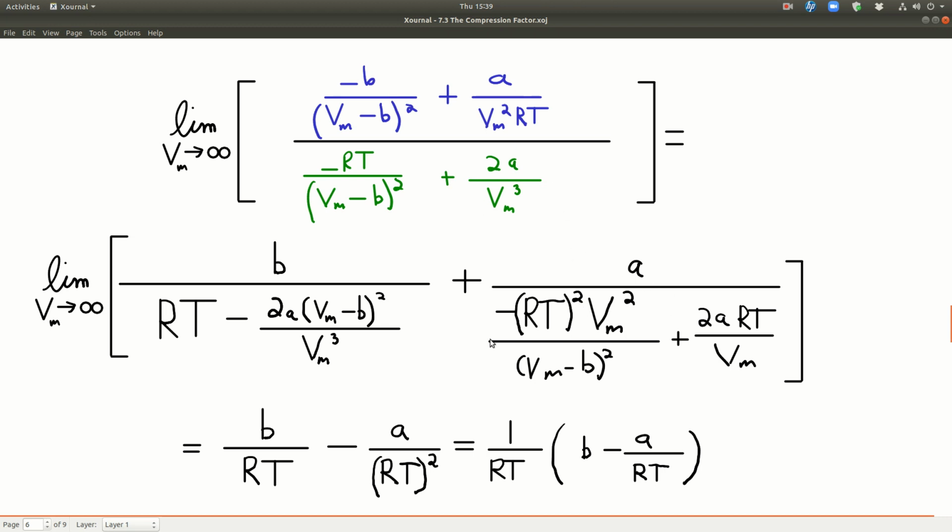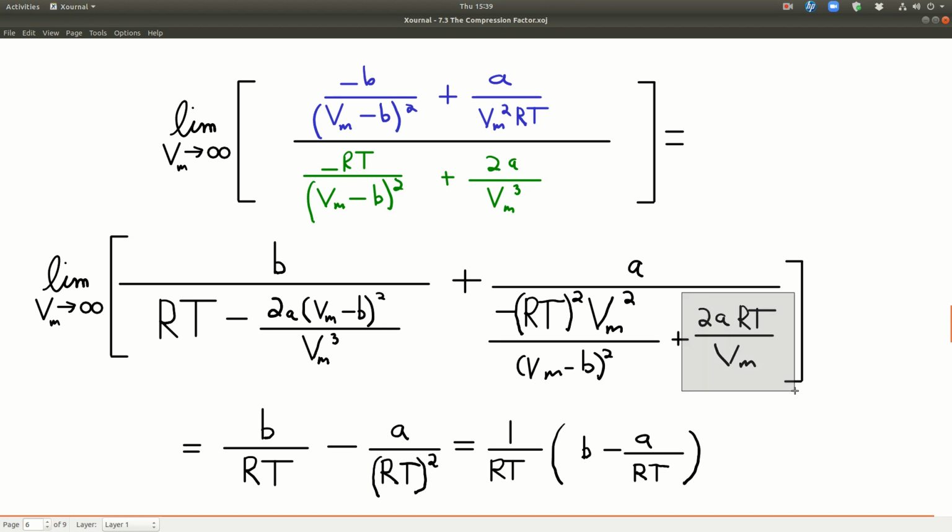Now we take the limit as the molar volume goes to infinity. Let's look at this. First of all, as the molar volume goes to infinity, it's so much bigger than b that molar volume minus b becomes just the molar volume. And so this term and this term cancel each other out, and this is just 1. That's why we get the RT squared here.